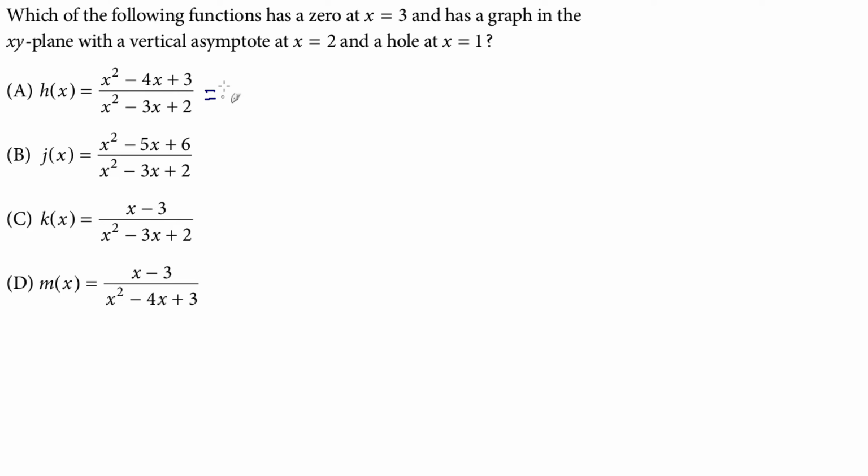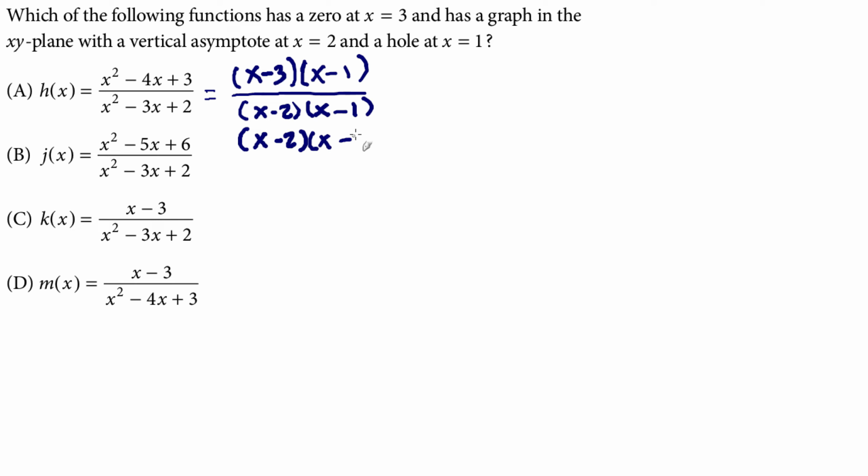So I can factor this top one, let's see, so that's going to be x minus 3, x minus 1, over x minus 2, x minus 1. I'll come back and deal with reducing it. At the top, I have x minus 2, x minus 3, over x minus 2, x minus 1. Looks like we've got a bunch of x minus 2, x minus 1 in the denominator. That's good, except for the last one.